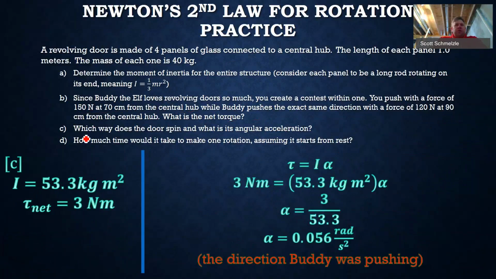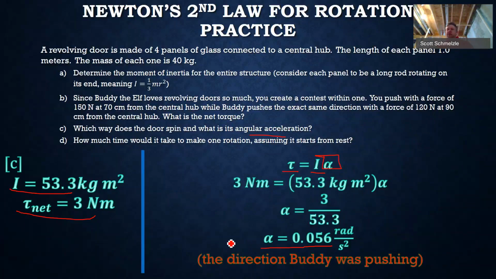So then it says, which way does the door spin? Well, it's going to spin the direction that Buddy pushes it, right? Because he's got more. And then what is the angular acceleration? Well, in this case, we know our moment of inertia, rotational inertia. We know our net torque. So we're just going to plug those in for our spots there, solving for our angular acceleration. So 3 divided by 53.3 gives us an angular acceleration of 0.056 radians per second squared. And again, that's going to move in the direction that Buddy is going to push on the door. All right. So that's kind of the second law for rotation question.